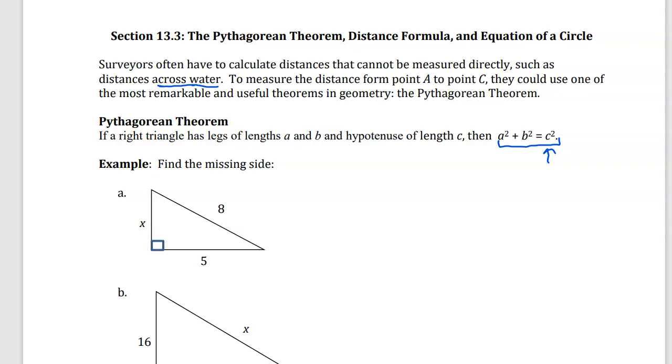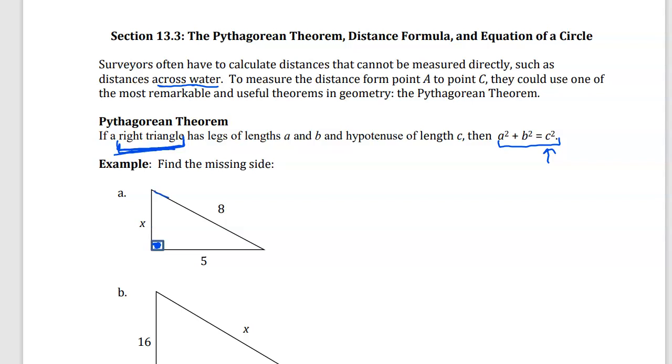Now, another thing that we have to remember is this must be a right triangle. If it's not a right triangle, meaning if it doesn't have a right angle here, then we can't use this, okay? We have to use some other different formulas. And so with this, we can solve to find these missing links.